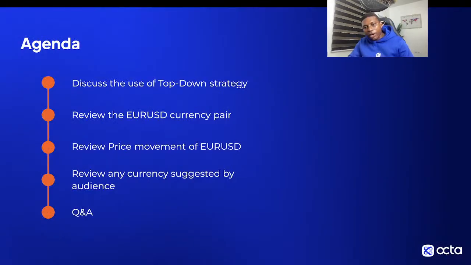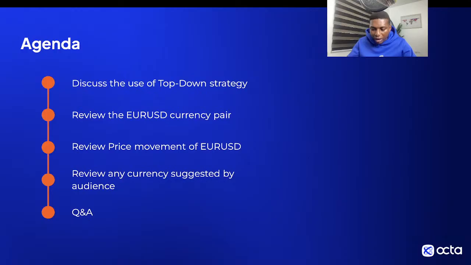Okay, in this agenda, we're going to look into a top to bottom strategy on how to trade, and then we're going to review EURUSD as a sample pair and also watch the price movement on EURUSD. Also, of course, I'll give an opportunity for the listeners to suggest which currency we should analyze, so you can drop the currency prior to the time when I ask which currency should be analyzed.